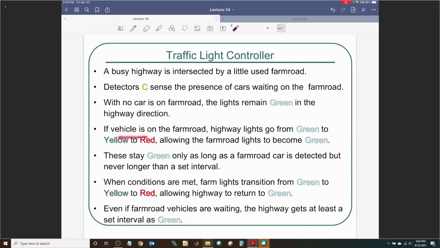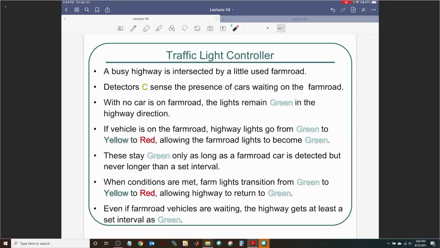If a vehicle is on the farm road, that means that we are detecting it, highway lights will go from green to yellow to red. So there's going to be a transition from the outputs, green to yellow to red. And after it goes to red, this will allow farm road lights to become green. So we have many outputs to consider here, but we may be able to reuse some of the things. We'll talk about that. The farm road green light will stay on only as long as the farm road car is detected. So only until there is a car, but never longer than a set interval.